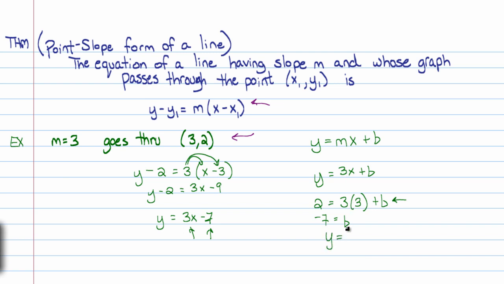y is equal to, the slope is 3, x, we just found that b was negative 7. And we get the same equation no matter what. I highly recommend going this route. It's the best route to work on these problems.